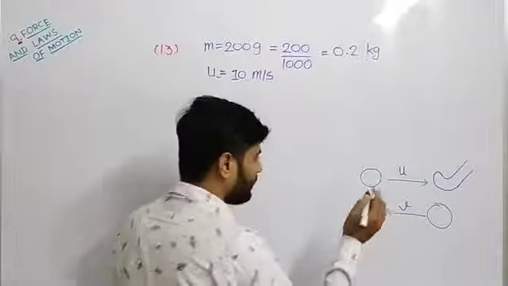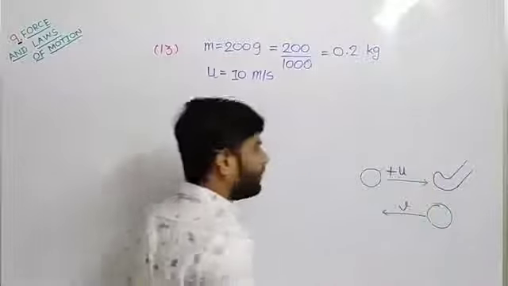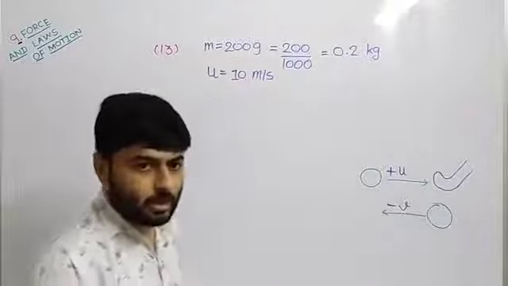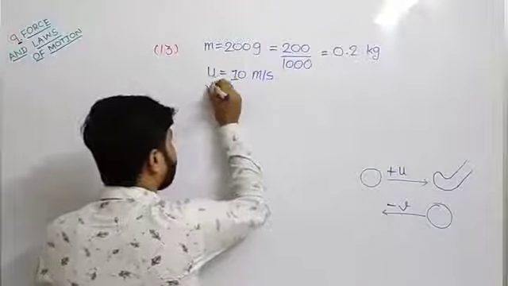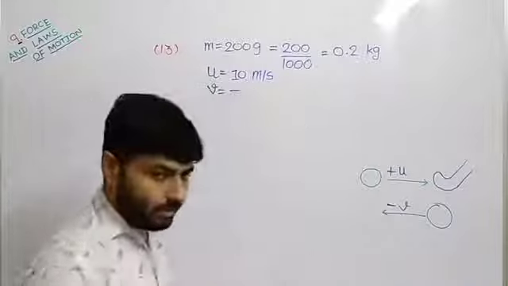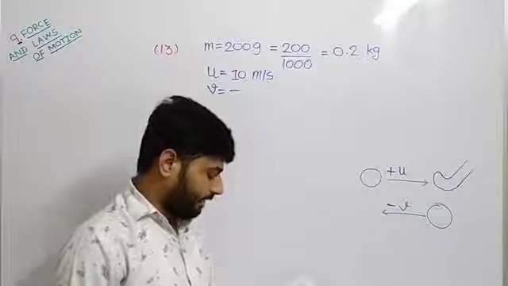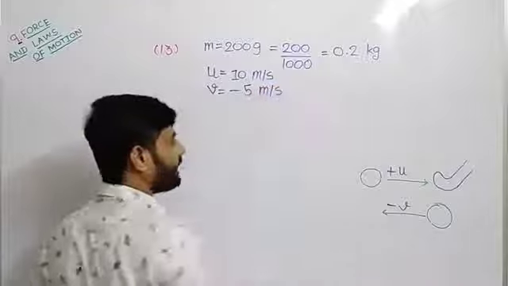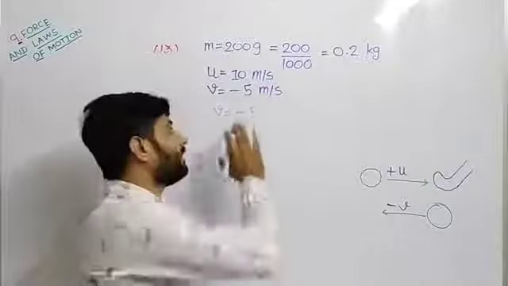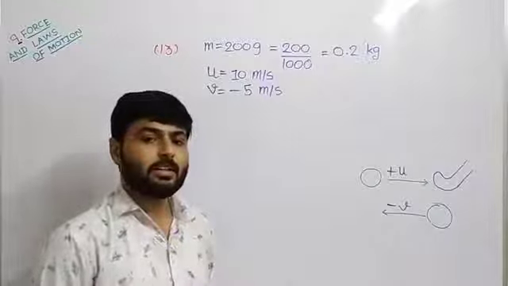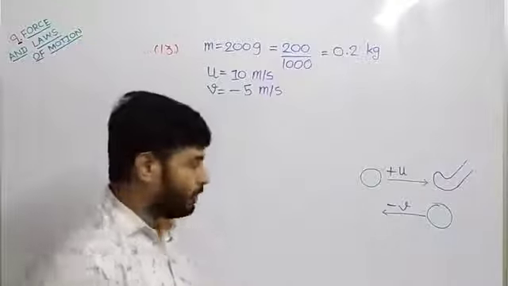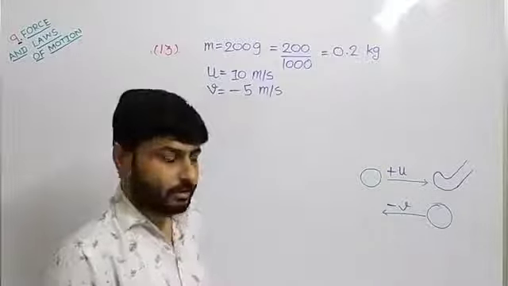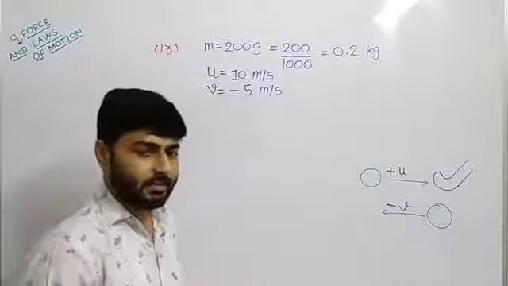If I take the right side direction as positive, I have to take the left side direction as negative. So I have to take final velocity v as negative, and this value is negative 5 meter per second. What is negative? This negative sign is nothing but the direction of velocity. So the direction is opposite to the direction of initial velocity. So here we have minus 5 meter per second.